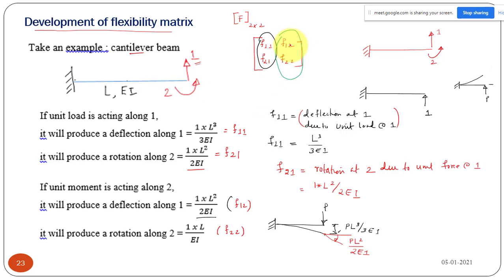So F12 means the displacement at 1 due to force at 2. F22 means the displacement at 2 due to force at 2. Displacement can be rotation or translation, that depends. You have to see this always. And force can be a moment as well as a unit reaction. So this is how we have derived F11, F21, F12 and F22. These two will always be equal. So is this part clear?